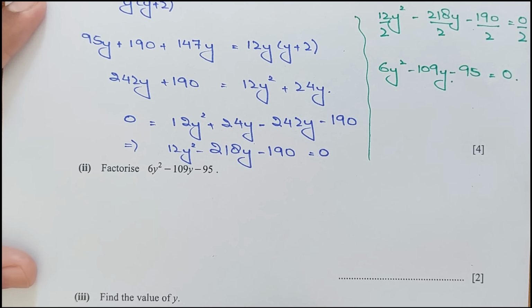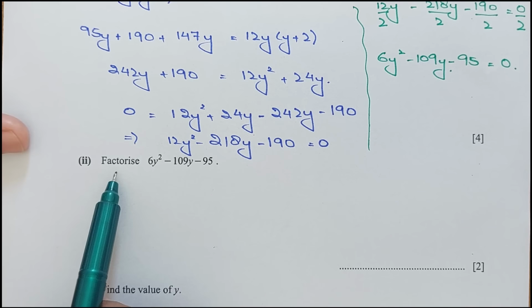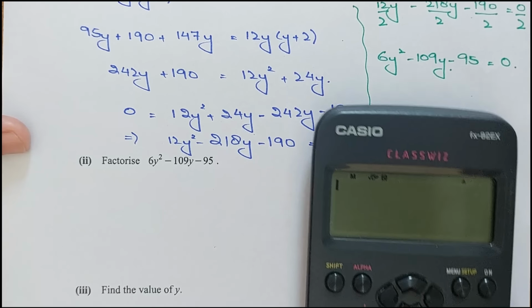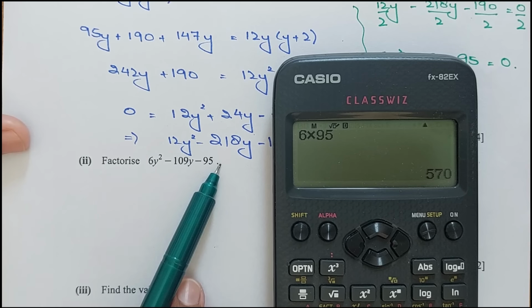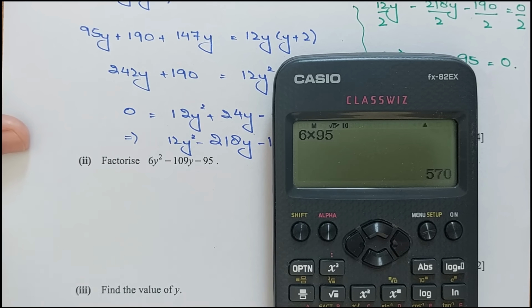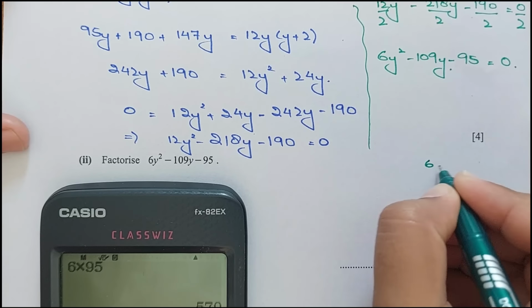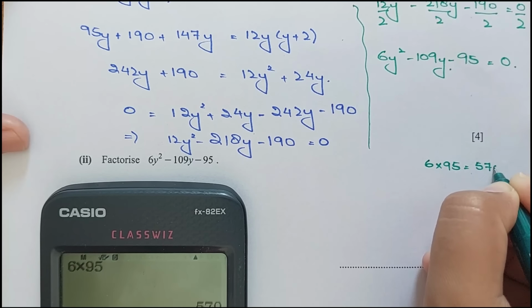Now for the second part, we have to factorize it. You can solve by factorization, because the question says factorize, not apply the quadratic formula. So let me find the factors. 6 times 95 is 570. We have to find the factors of 570.